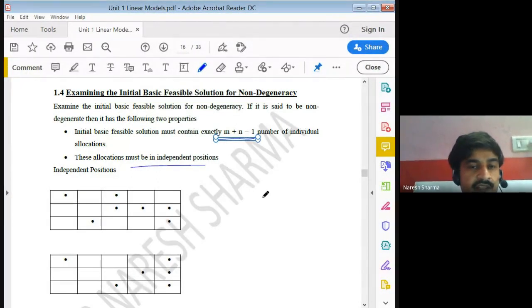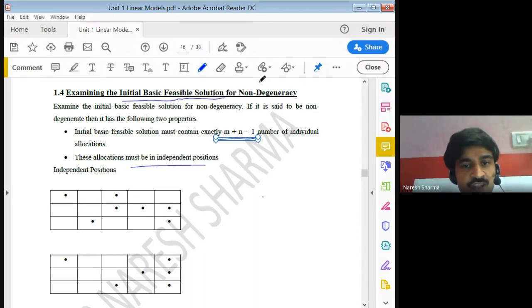So today we start with our topic: examining the initial basic feasible solution for degeneracy. It means whether the initial basic feasible solution that we find from the northwest rule, Vogel's method or least cost method is a degenerate solution or a non-degenerate solution.